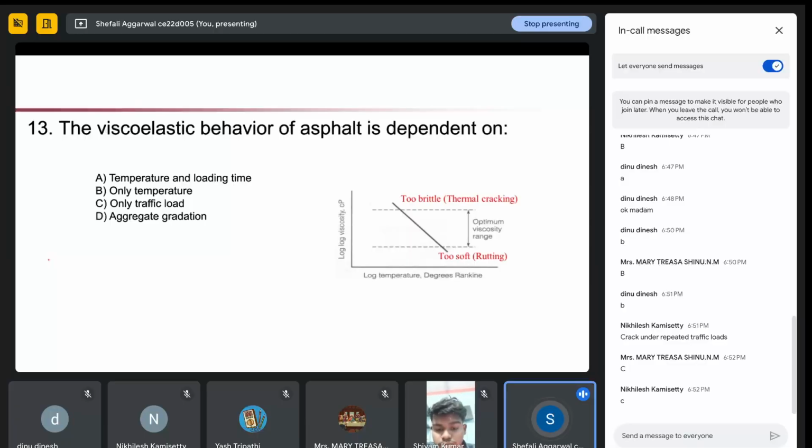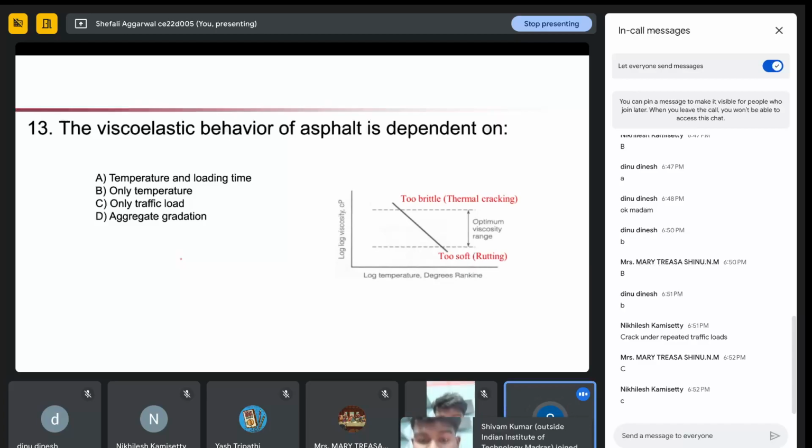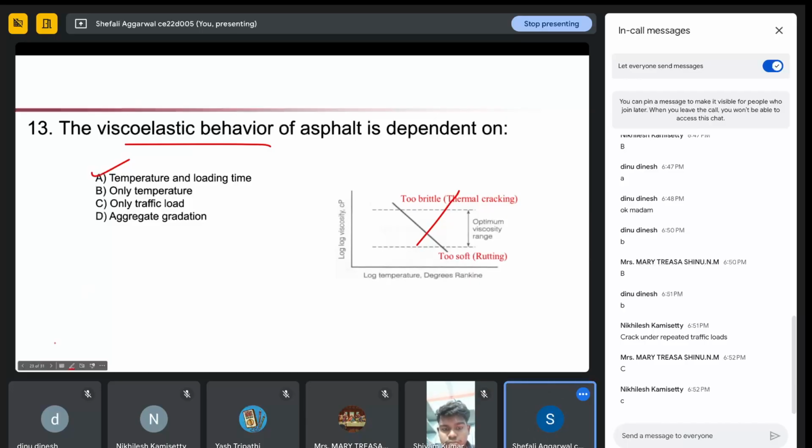So from this graph you can tell that viscoelastic behavior is only dependent on the temperature. However, if you see the creep graph, I don't have that graph here. In the creep graph, when you are increasing your loading time, your viscoelasticity will decrease. With increase in loading time, it will become more hard, and it will be a negative effect. Instead of going like this, it will go like this. Okay, so the answer will be A.